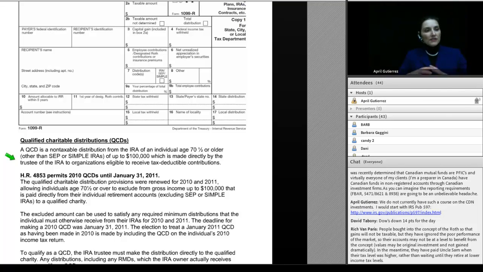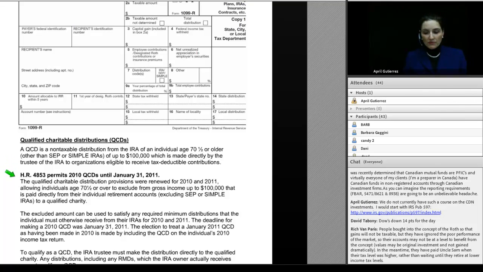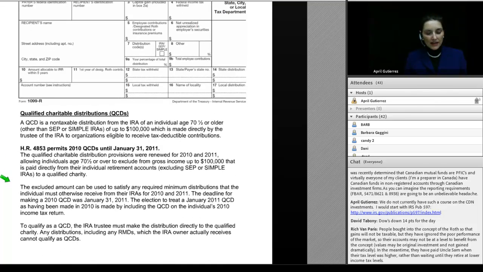Well, there is a temporary rule in place for both 2010 and 2011 that allows a person who is required to take minimum distributions to have that money come directly from the IRA account to a qualifying nonprofit. And it will be treated as a distribution in terms of meeting the minimum required amount that has to be distributed, but it won't be taxable because it went to a nonprofit. So that was a rule that was supposed to expire at the end of 2010, and it was reinstated to go all the way through 2011.